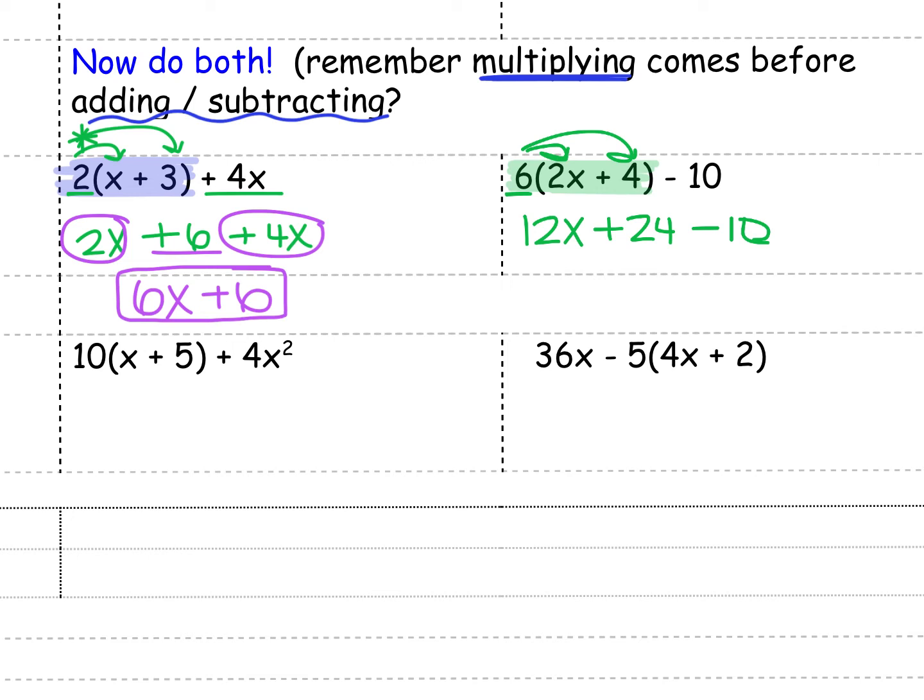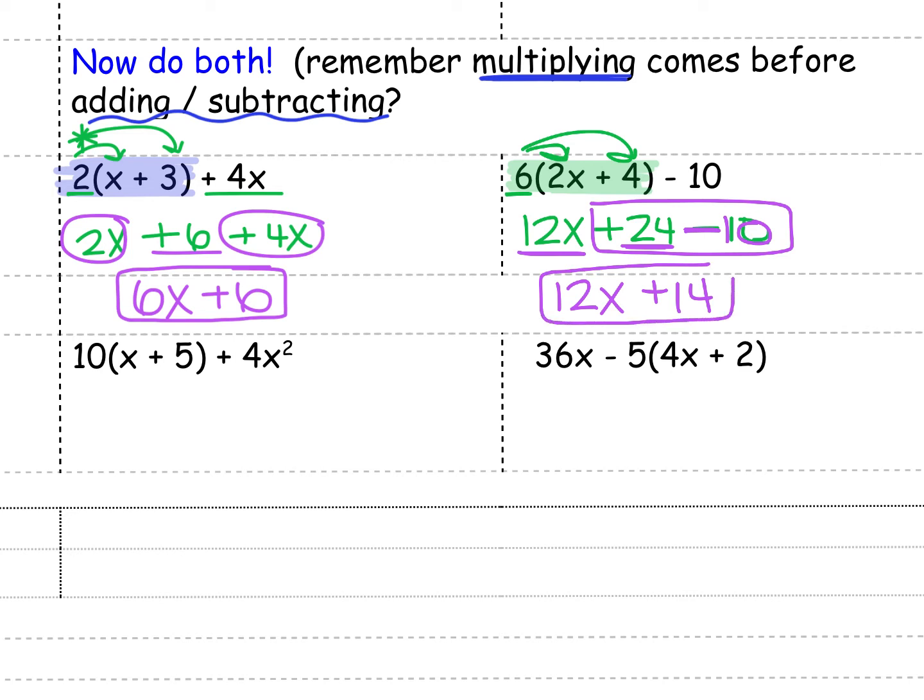Then put my like terms together. Well, 12x has nothing to go with, so I just recopy 12x. And then I need to combine my numbers. I have 24 minus 10. So be careful with your adding and subtracting. 24 minus 10 is 14. This is my answer. I can't put them together. Don't oversimplify. That's just my solution.